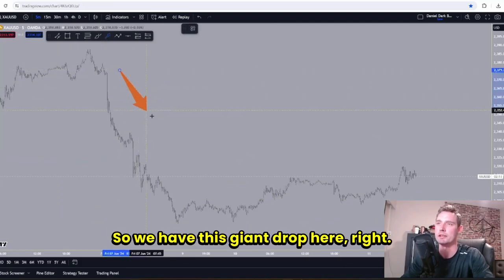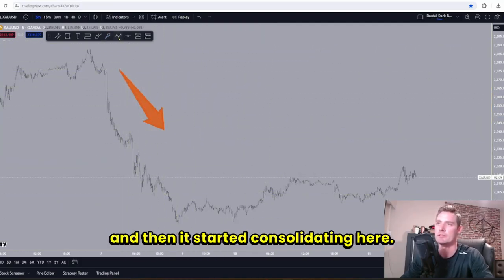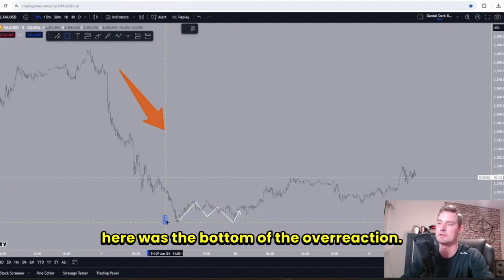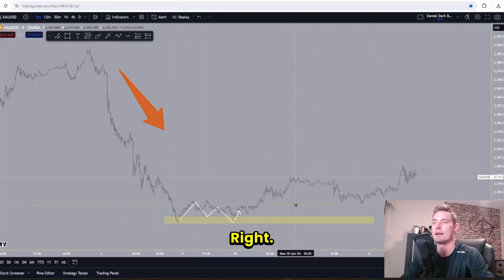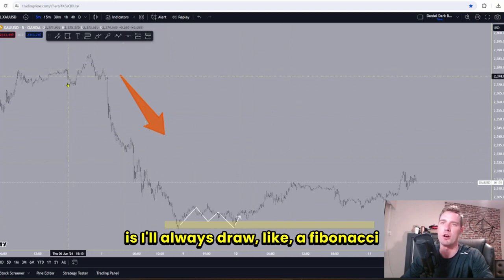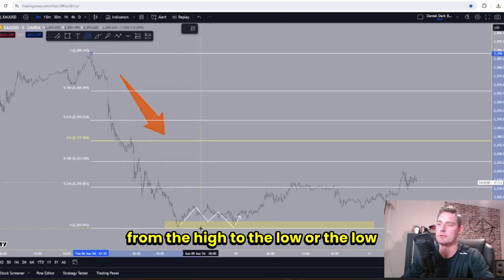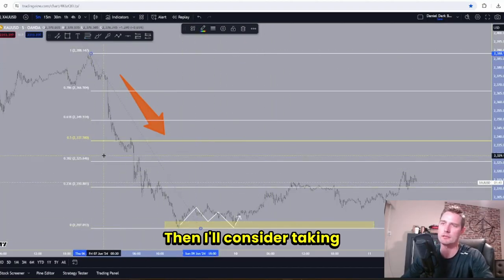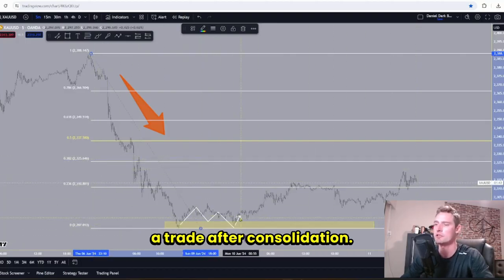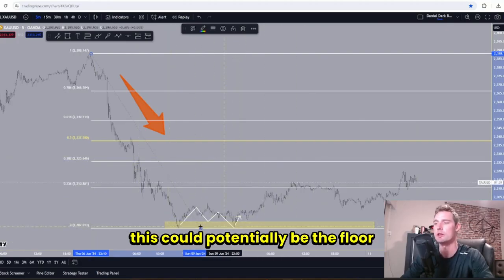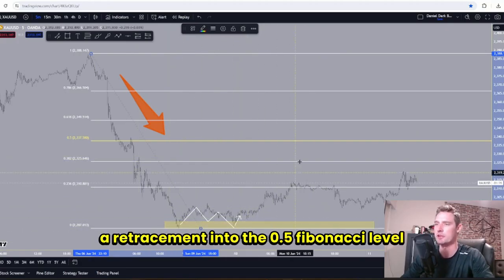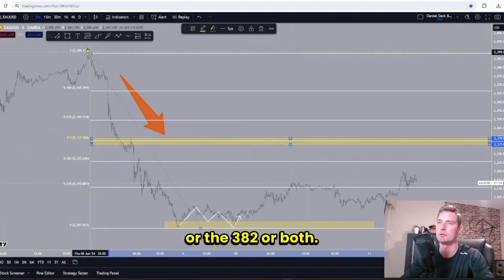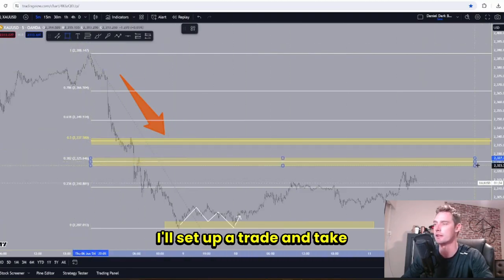So we had this giant drop here, right? And then finally it found a bottom, and then it started consolidating here, right? So we can assume that this area was the bottom of the overreaction. What I always do with these big moves is draw a Fibonacci from the high to the low, or the low to the high, of the large movement. Then I'll consider taking a trade after consolidation, once I determine that this could potentially be the floor of that overreaction. Then I'll be looking for a retracement into the 0.5 Fibonacci level or the 0.382. Or both, right? I'll set up a trade and take profits at both these levels.